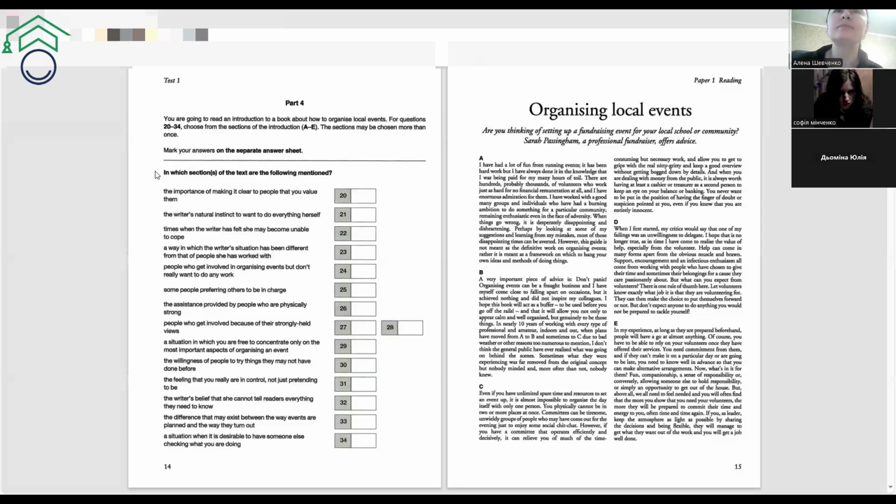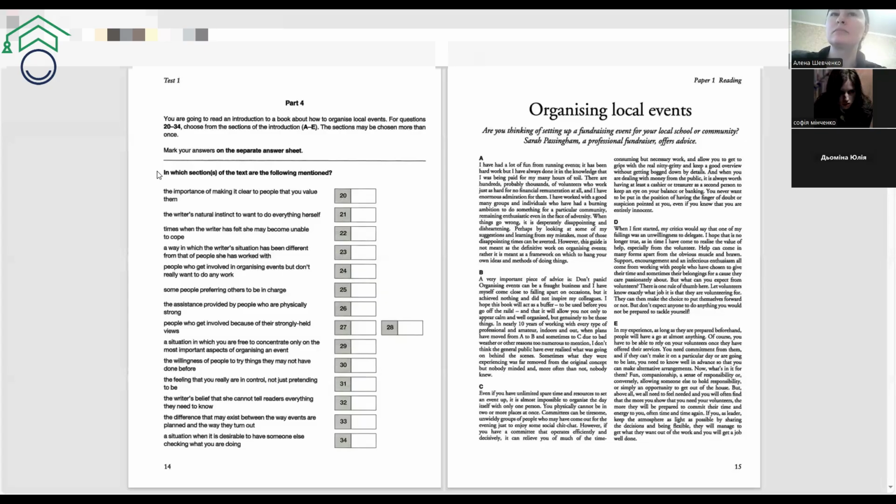In which section? In which selection of the text are following mentioned? The importance of making it clear to people that you value them. The writer's natural instinct to want to do everything herself. Uh, Times when the writer has felt she may become unable to cope. A way in which the writer's situation has been different from that of people she had worked with. Um, People who get involved in organizing events but don't really want to do any work. Some people prefer others to be in charge.